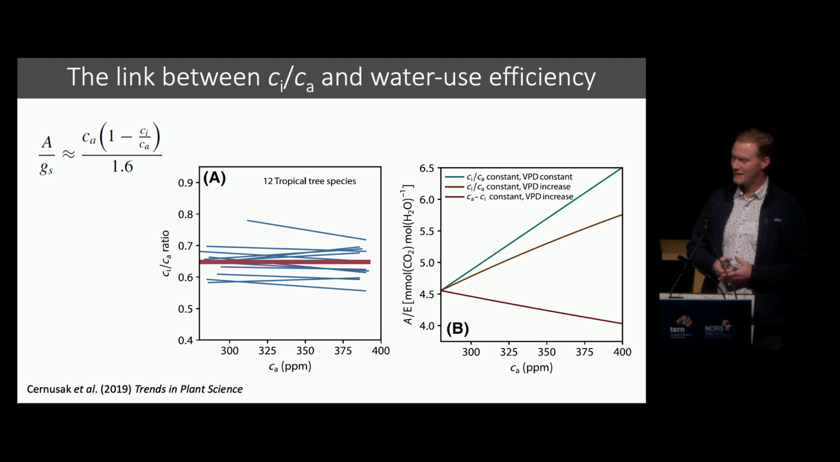We find that plants do tend to keep this Ci over Ca constant. You can see that from the tree rings in the graph on the bottom. So over the last 150 years, as the CO2 concentration increased from less than 300 to close to 400 parts per million, that Ci to Ca ratio remains constant on average, and the right-hand side graph shows how that leads to a big increase in water use efficiency, a steadily increasing water use efficiency.